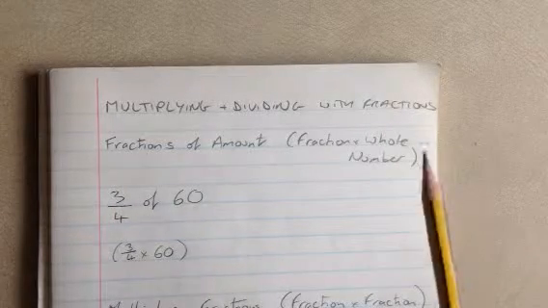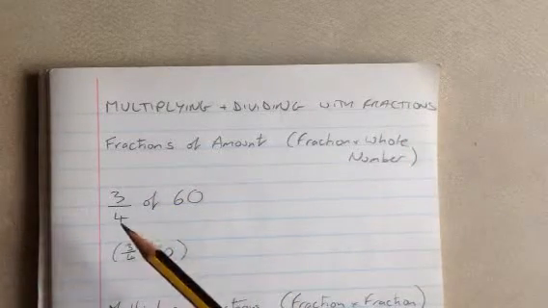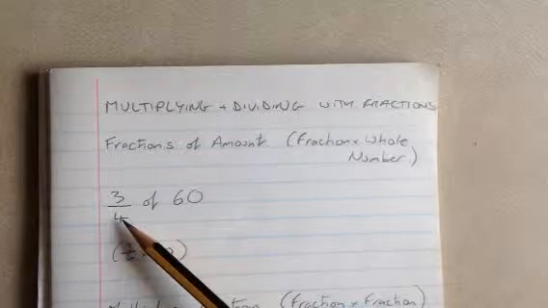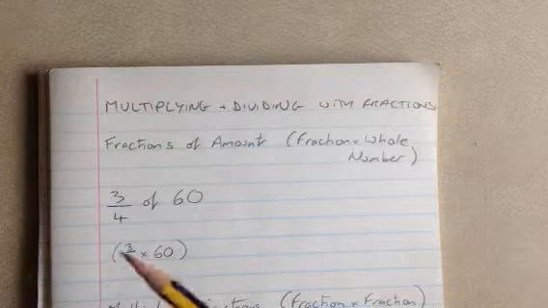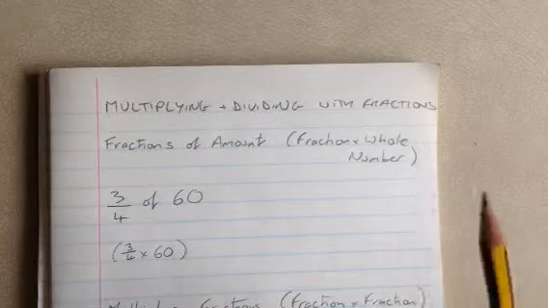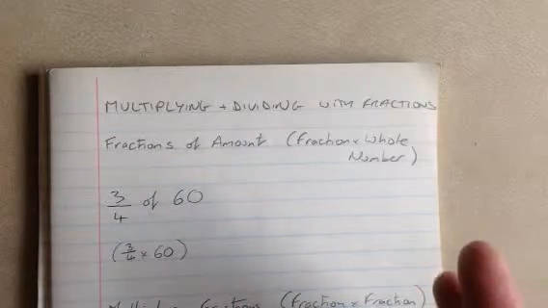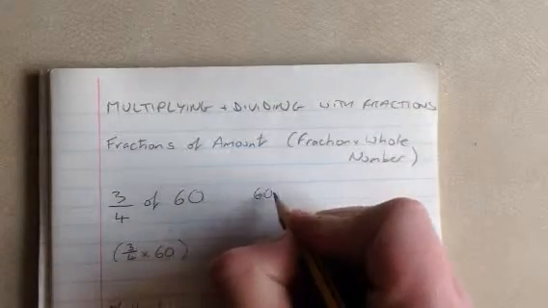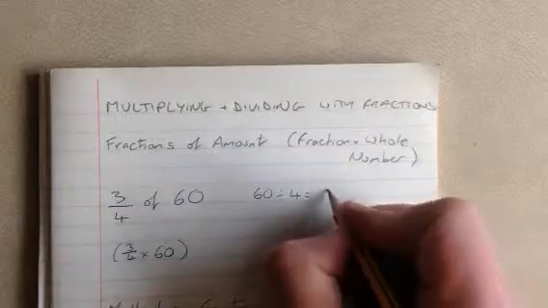It's quite straightforward. We need to do two things. In effect, what we are doing is dividing the 60 into 4 piles, and then multiplying it by 3. Okay, so use the example of money. If we had £60 and we wanted to find 3/4 of it, we would divide the £60 into 4 piles. So start with 60 divided by 4. 60 divided by 4 is 15.